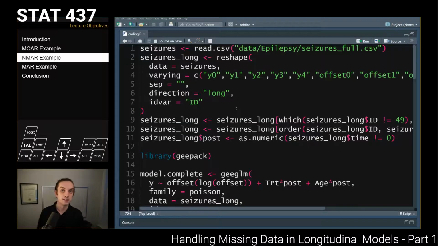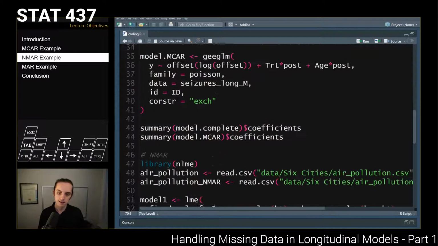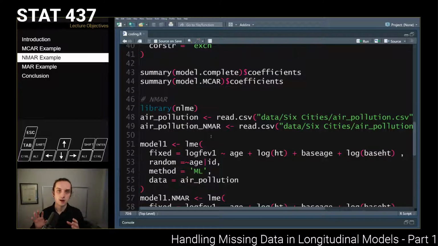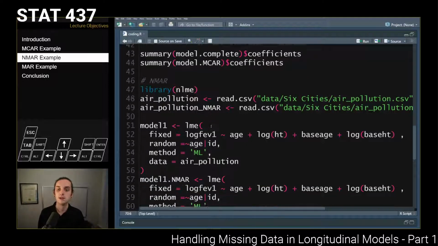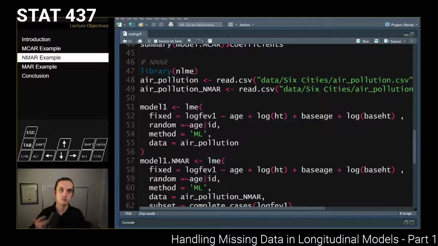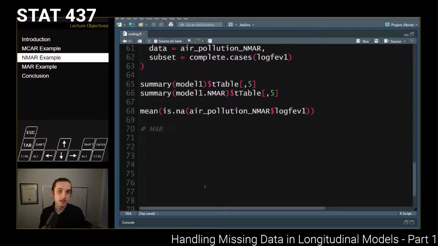Well, missing completely at random doesn't have anything to do with the outcome as to whether or not the value is missing. When we say that we're not missing at random, we depend on the outcome, and in particular, we depend on values of the outcome that we did not observe, right? So the actual missing value was predictive as to whether or not the value would be missing. For missing at random, on the other hand, it depends on the outcome values, but it only depends on the outcome values that we did observe.